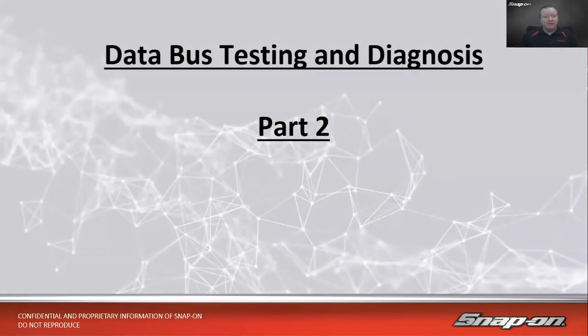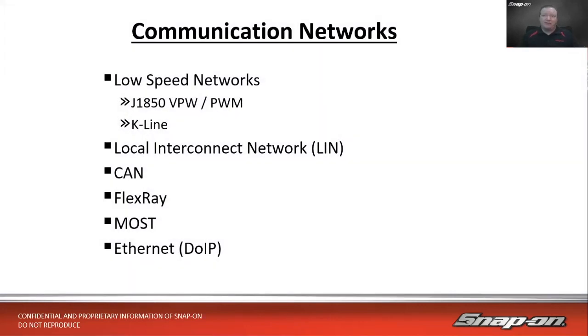So enough about me. Let's talk about what we're going to talk about tonight. We are calling this Data Bus Testing and Diagnosis Part 2, the sequel. If you were with us last week, we talked about some of the data buses on vehicles. And this week, we're going to dive a little bit further with our two-wire buses. As I said, last week we talked about our low-speed networks: our J1850 variable pulse width and pulse width modulated signals, our K-line bus, our LIN bus, which is a different type of communication network, and we also talked a little bit about CAN bus.